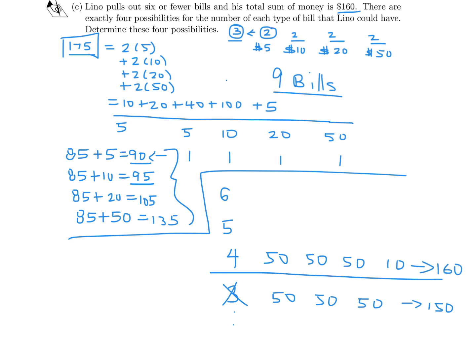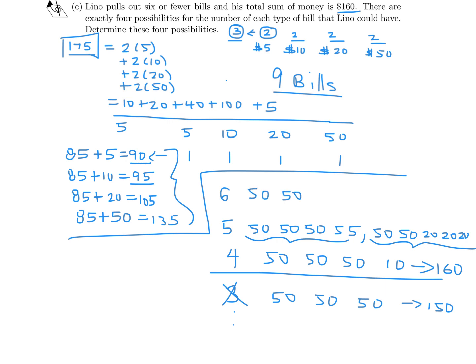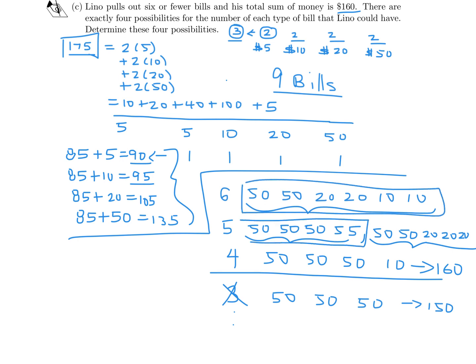5 bills, all right. 50, 50, 50, and 5 and 5, that would do it. And also 50, 50, and then 3 20s, 20, 20, 20. That would also total 160. So that's 2 combinations. And then for 6 bills, I think there's only one way of doing it: 50, 50, 20, 20, and 10, 10. This would total 160. So these are the 4 possibilities. This one is 1, this one is 2, this is the 3rd, and this was the 4th.